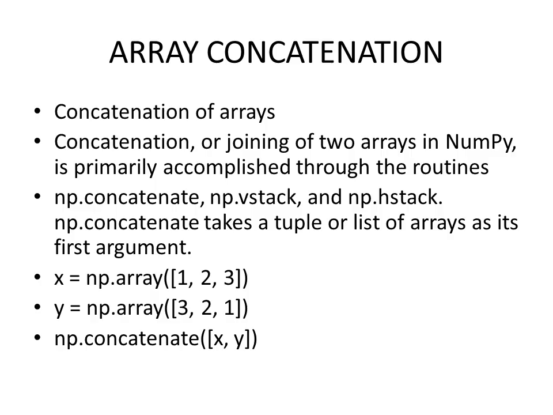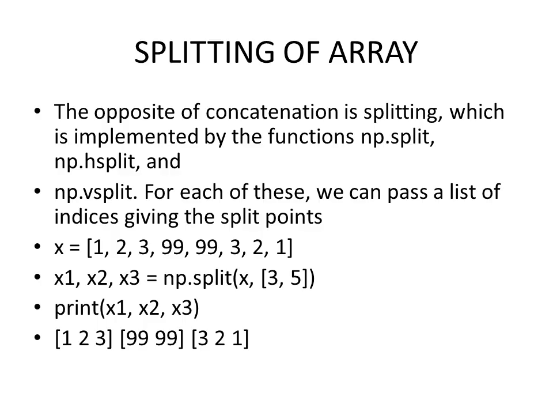The opposite of concatenation is splitting of arrays. The function we use here is np.split. Same as concatenation or joining, here we also have vsplit and hsplit. vsplit is vertical split, where you will be splitting according to rows, and horizontal split is where you will be splitting from left to right, that is, columns.